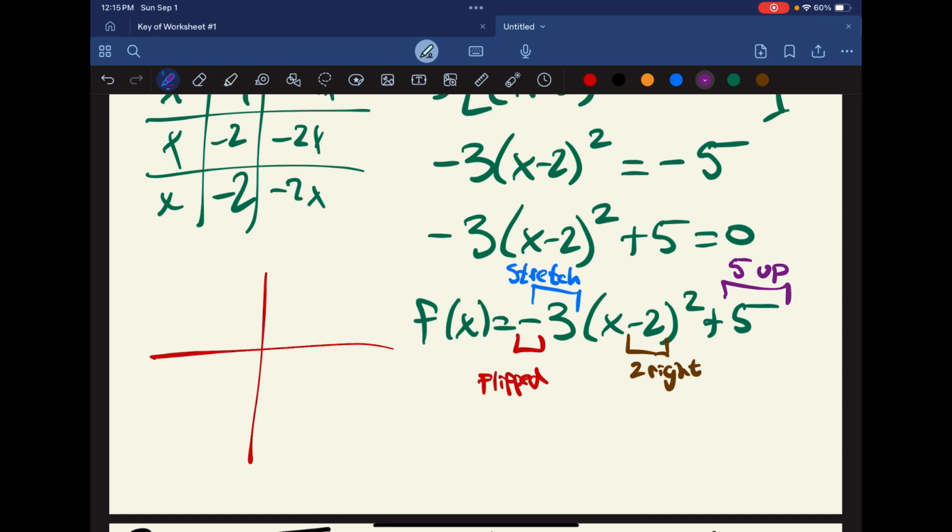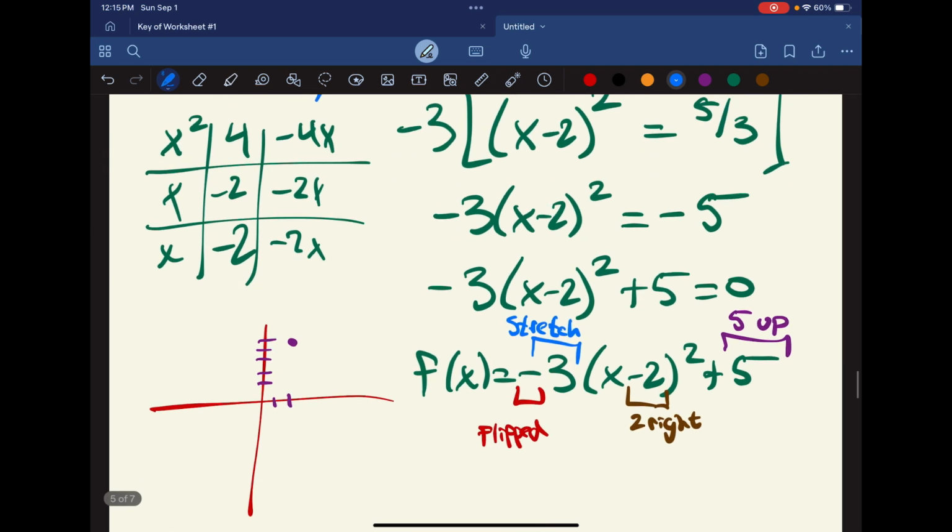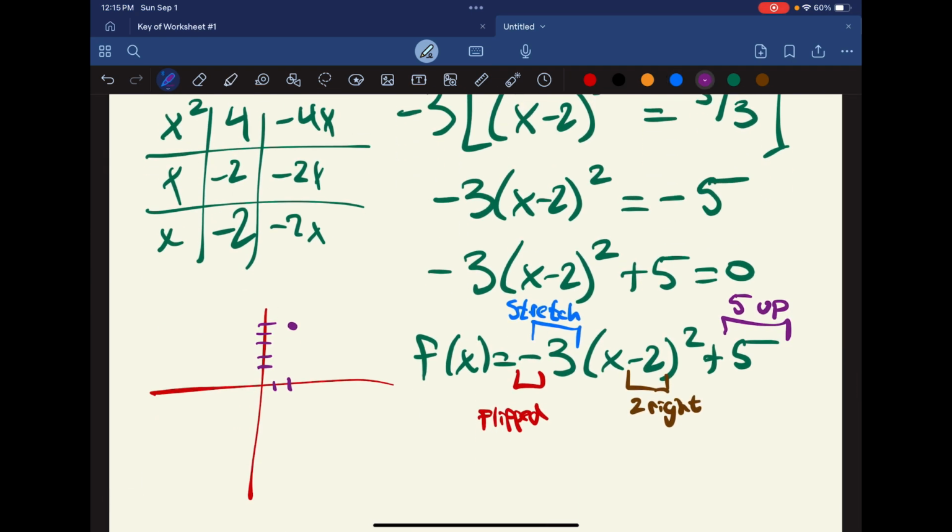So then the vertex would be 2 to the right, 5 up here. It would be flipped and it would be stretched by a factor of 3. So notice how this goes right out 1, up 1, and same thing on the other side. So instead of going out 1, up 1, we would go out 1, down 3. So then our point would be here. And then same thing on the other side. So these would be points.